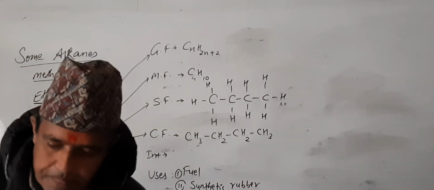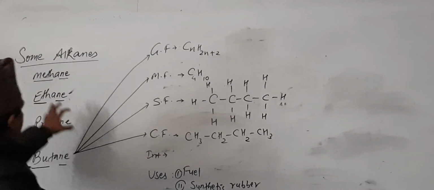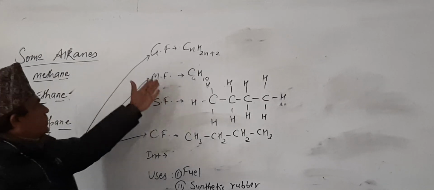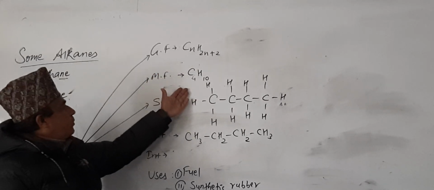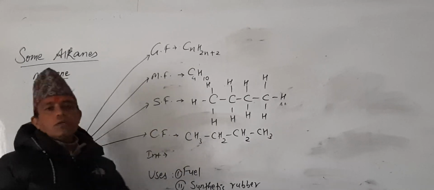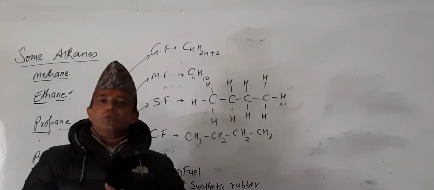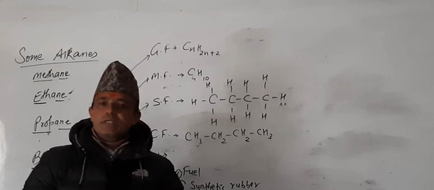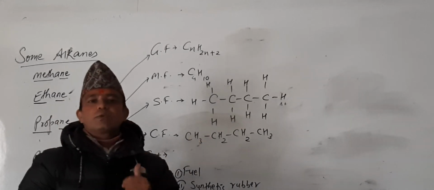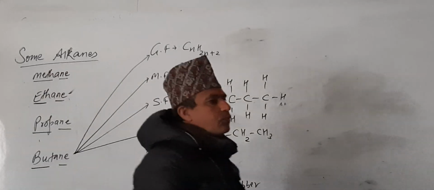So students, when you know the root word and suffix, on that basis you can write the molecular formula, structural formula, and condensed formula, and you must remember how to write the usage, because you apply some techniques. Number one, they are used as fuel: methane, ethane, propane, butane are used as fuel.